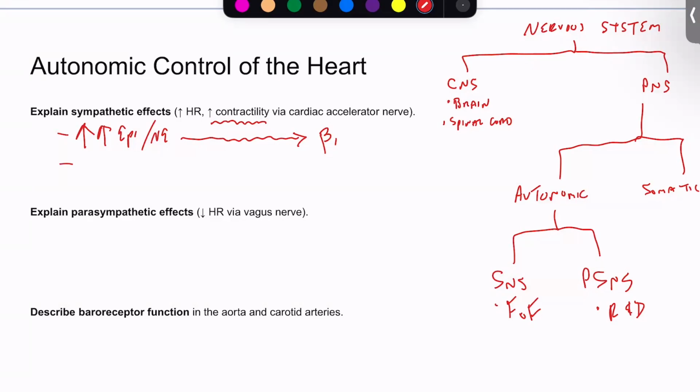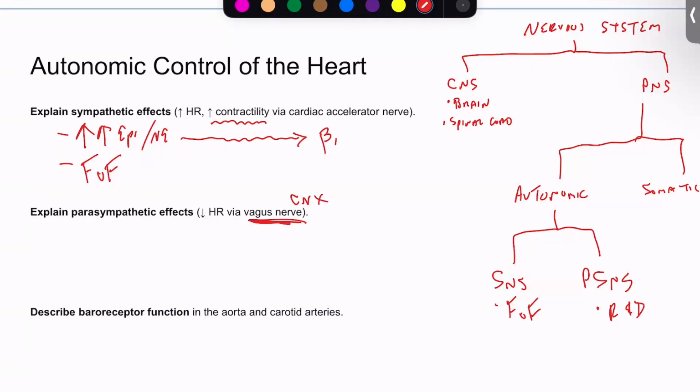And so we talked about this is our fight or flight. So pretty much everything that would happen whenever you're running from a bear, that's what would happen whenever we have sympathetic effects. And so if we switch that around a little bit, we're talking about the parasympathetic nervous system, so our rest and digest. This thing does things like decreases our heart rate via our vagus nerve or cranial nerve 10.